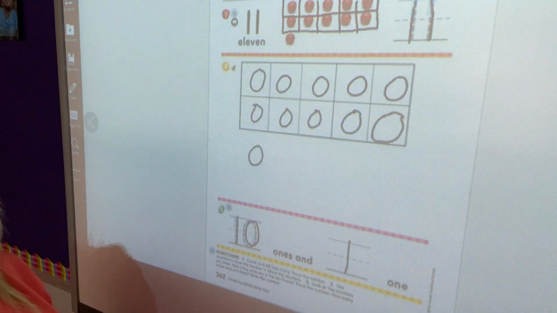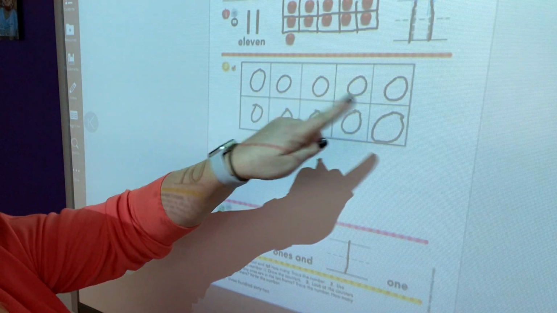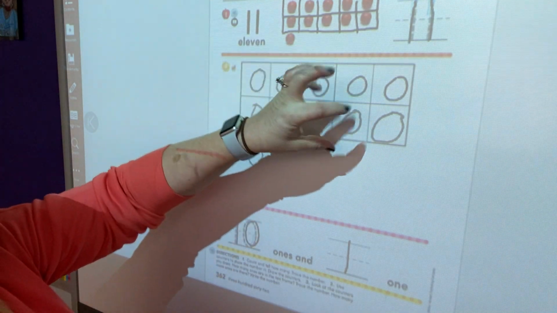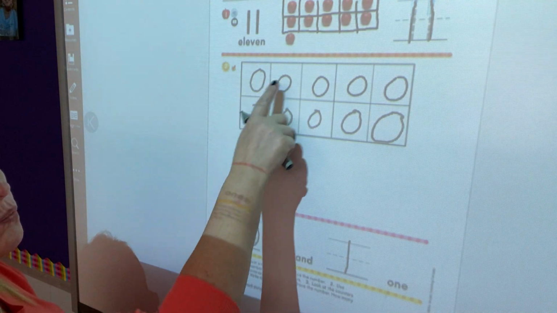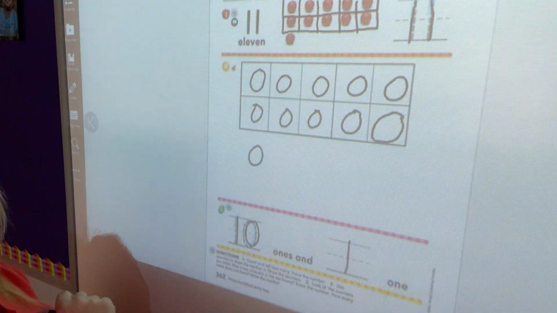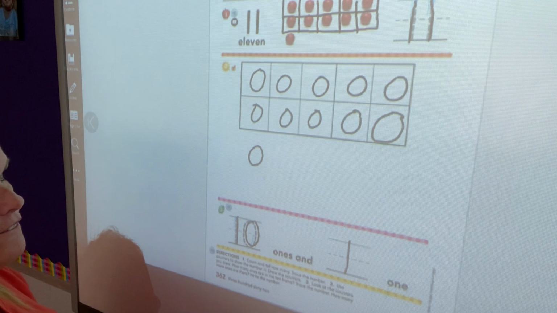But again, these are still ones individually placed in here. It's just when we put them together, then we call it a 10. So 10 ones and 1, 1 all by themselves.